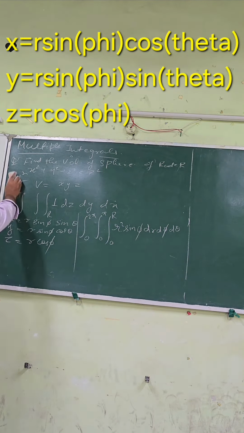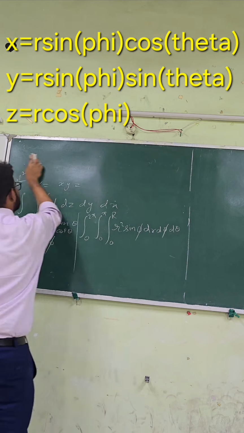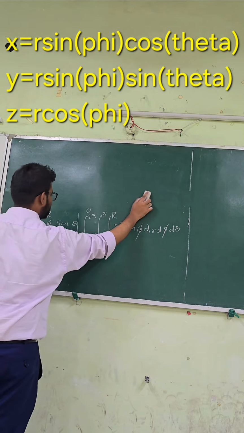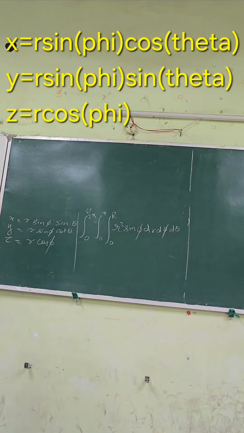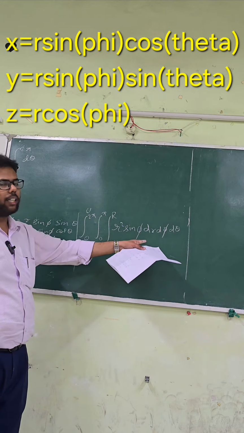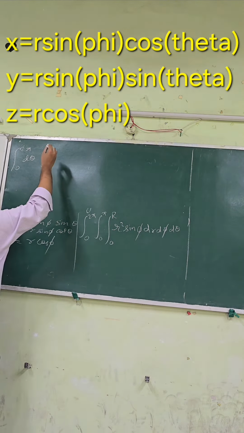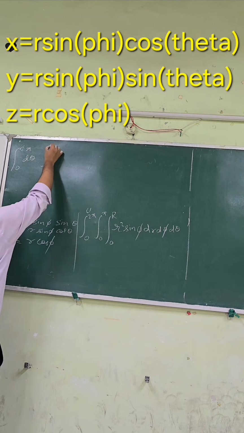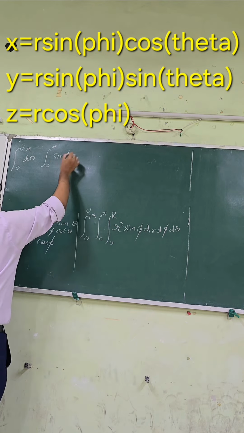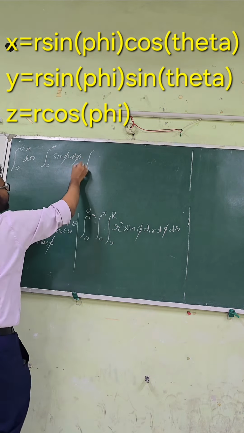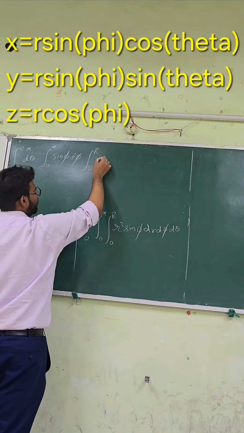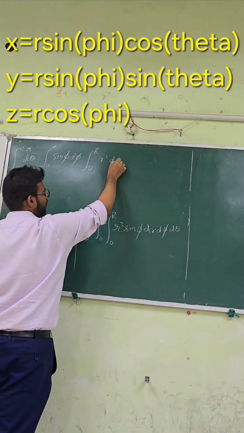Okay, so now let's see how we evaluate it. Let's see this integral, 0 to 2 pi d theta. Since there is no term of theta in this, we can break this integral into separate integrals: 0 to pi sine phi d phi, and integral 0 to r of r square dr.